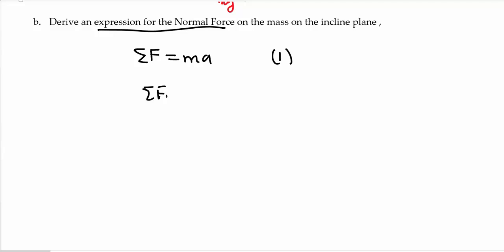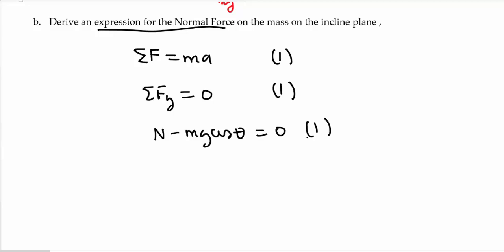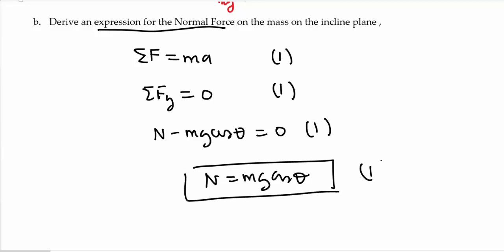But we know that the summation of f in the y direction is zero. This gives you another point. So this means that N minus mg cosine theta is equal to zero. This gives you a point. And therefore, N is equal to mg cosine theta. And this is a point. You see that if you had just written these two, you will lose 2 points. Even though you knew what you were doing, but I will not assume that. Do you understand this?